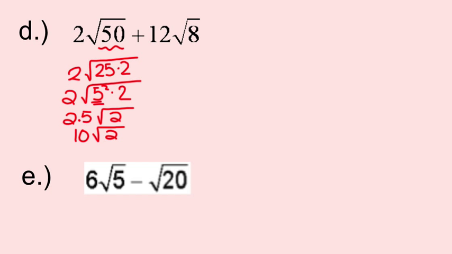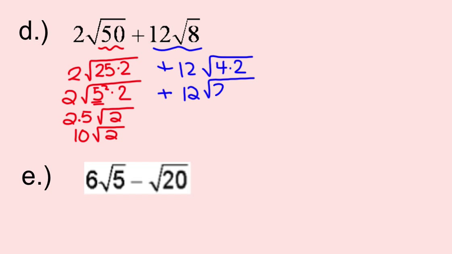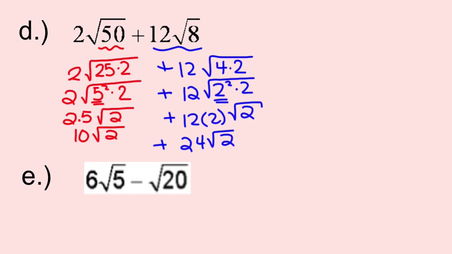All right, let's head over to this piece here. Square root of 8 can be rewritten as 4 times 2. Square root of 4 is 2 squared. This 2 comes out in front. And I have a 2 still left underneath. So we get 24 square roots of 2 because 12 times 2 is 24.